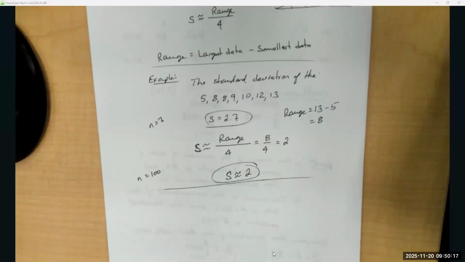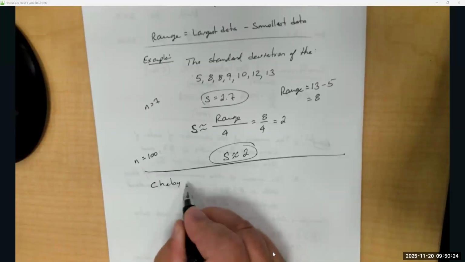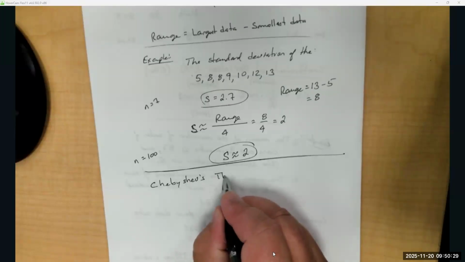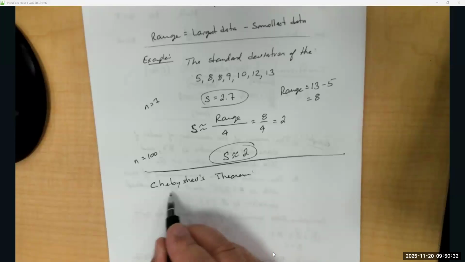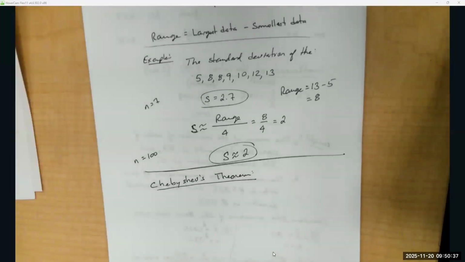There's another way we can approximate these deviations: Chebyshev's theorem. Chebyshev was a Russian mathematician and statistician who did a lot of research on all sorts of shortcuts and different ways we can approximate these statistical analyses.